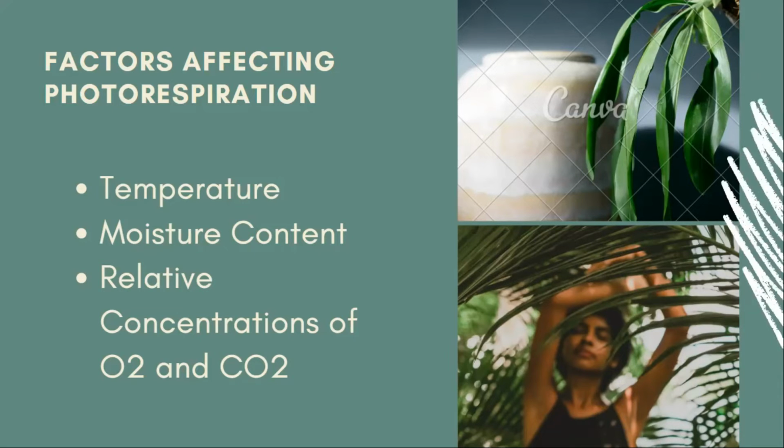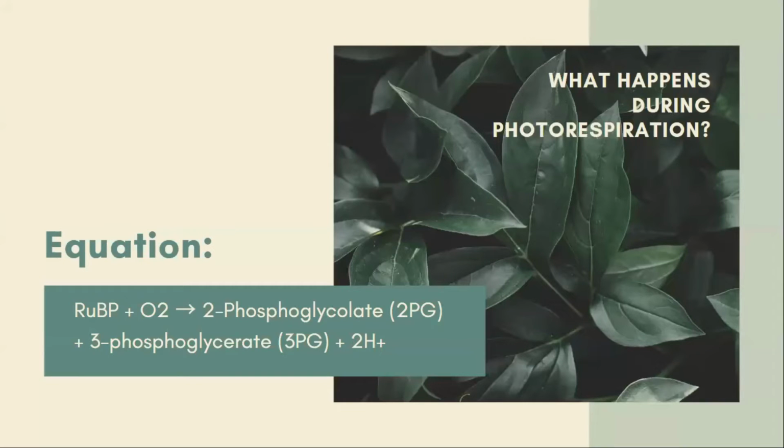So again, both these factors result in the relative concentrations of O2 and CO2, which gives us the third factor. So what exactly happens during photorespiration? Photorespiration begins in the chloroplast of a C3 plant when rubisco uses O2 and RuBP as substrates instead of CO2, producing one molecule of 3-PG, or 3-phosphoglycerate, and one molecule of 2-PG, or 2-phosphoglycolate. The equation is shown on the screen.